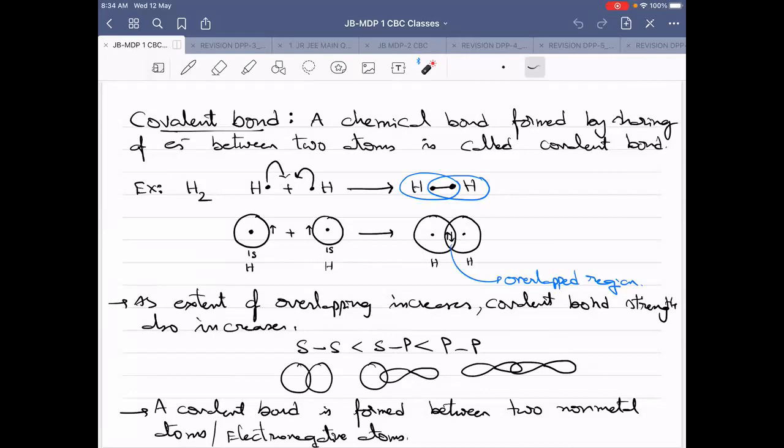Okay. So covalent bond, it is a chemical bond formed by sharing of electrons between two atoms, like H2 molecule formation. Each hydrogen is sharing one electron. This is giving one electron, this is also giving one electron. So this is a shared pair of electrons present between two bonded atoms.